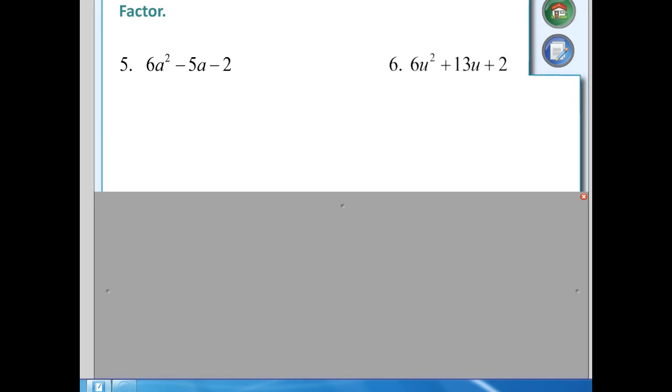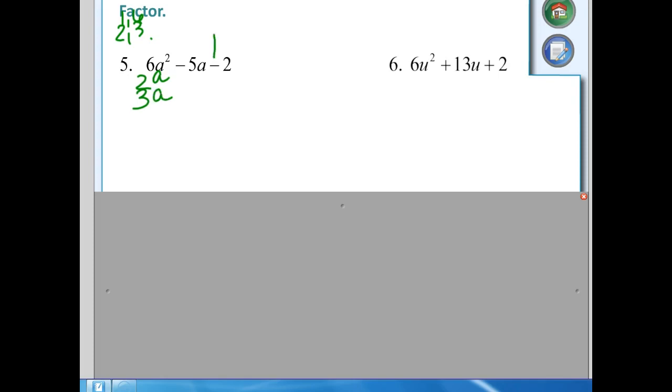Well, if I look at number 5, again, I'm kind of going through the honey-do list. No GCF, 3 terms, not a binomial squared. So we need factors of 6. Are we going to use 1 and 6 or 2 and 3? Well, let's go ahead and try 2 and 3 and see what happens. Factors of a squared are a and a.